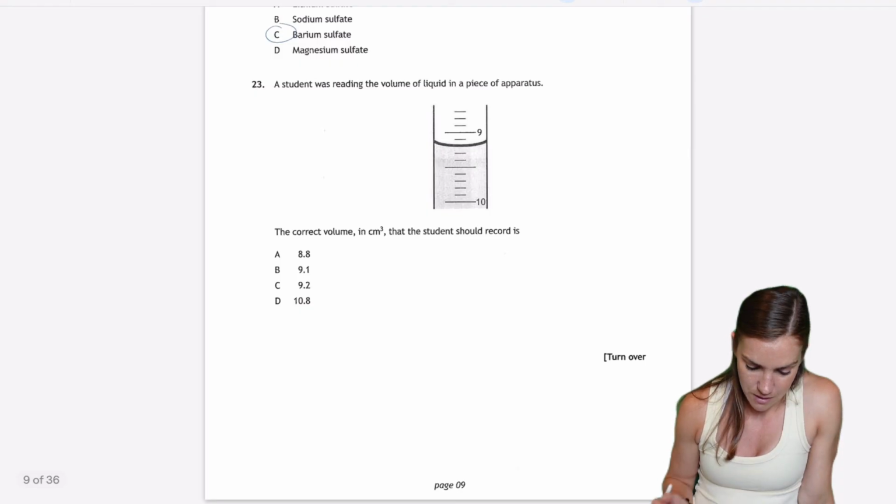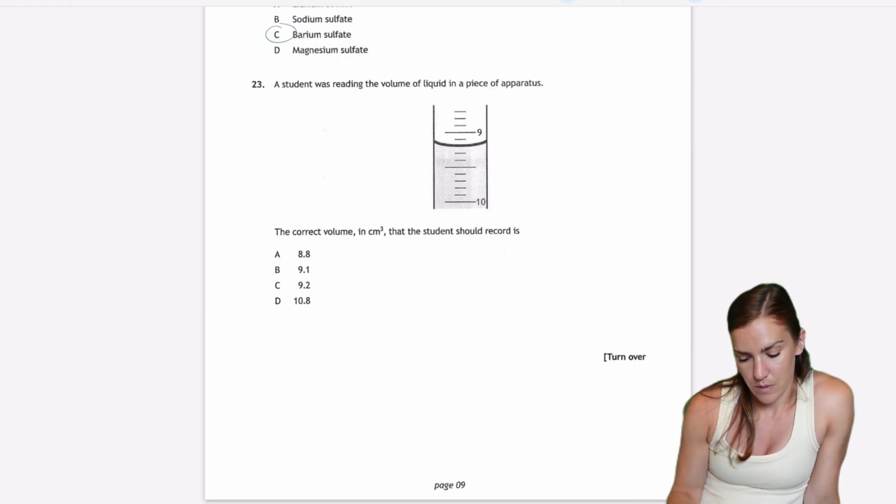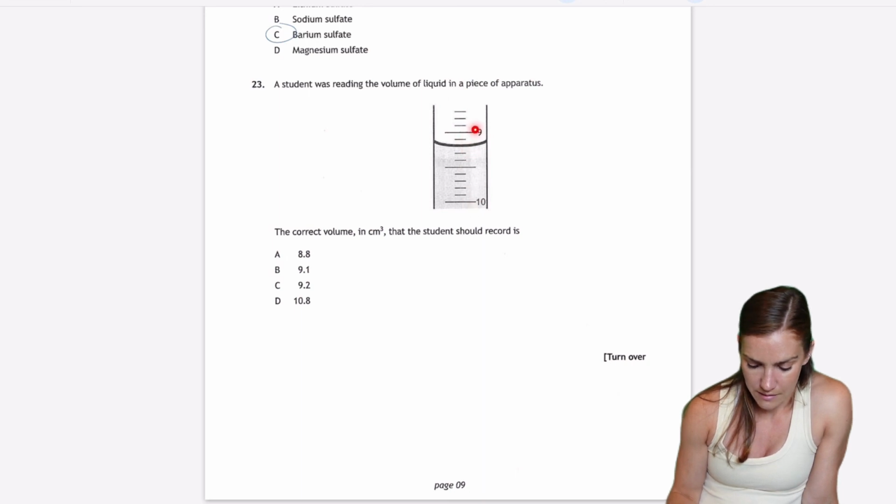So then question 23, a student was reading the volume of the liquid in the piece of apparatus. Correct volume that the student should record is, so this is a burette and the numbers are going down the way, so remember that you read the burette down the way. You're between 9 and 10, and there's 10 marks to get between 9 and 10, so that means each of these marks is 0.1. So you're always reading from the bottom of the meniscus, so it would be 9.2, because it's 2 marks underneath the 9.